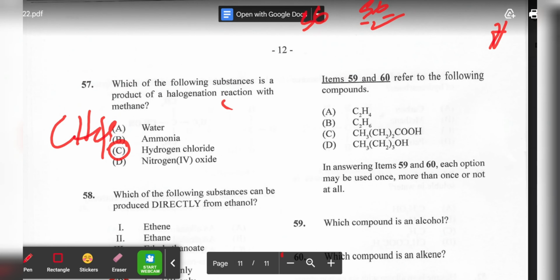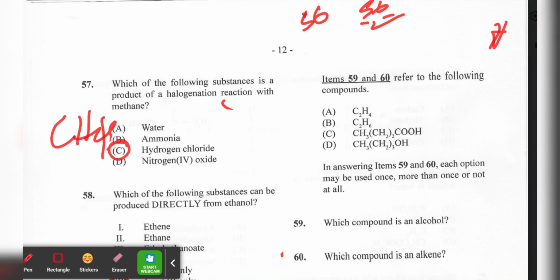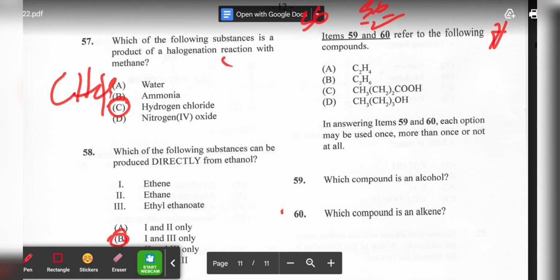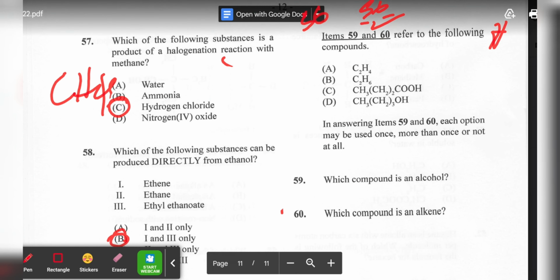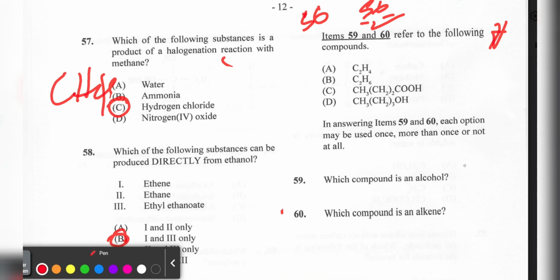59. Items 59 and 60 refer to the following compounds. C2H4, which is an alkene, C2H6, which is an alkane, CH3CH2COOH, which is actually an acid, and then you have an alcohol below that. In answering items 59 and 60, each option may be used once, more than once, or not at all. Which compound is an alcohol? Well, that's pretty straightforward. D is an alcohol. So that's D. Which compound is an alkene? That's also pretty straightforward, and that's A.